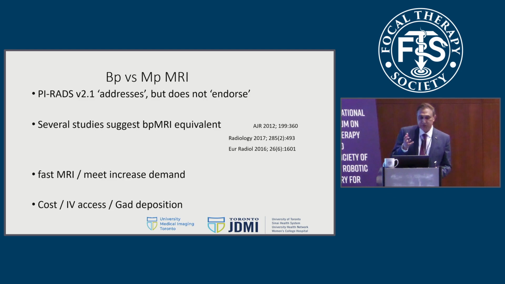If you look at PI-RADS version 2.1, it addresses but does not endorse biparametric MRI, but since then there have been many studies. And I think the PRIME study results have also come out kind of showing similar accuracy or cancer detection rates on biparametric MRI. So maybe that is, I think, the way forward now.